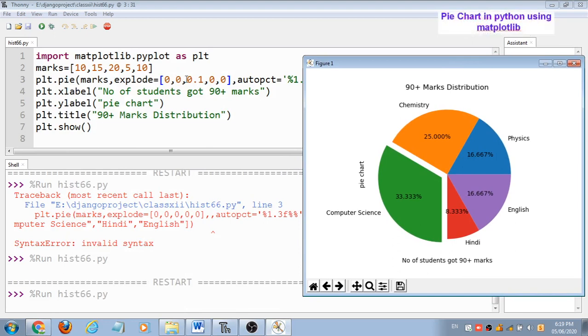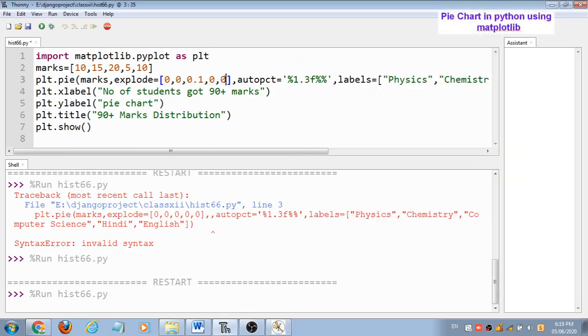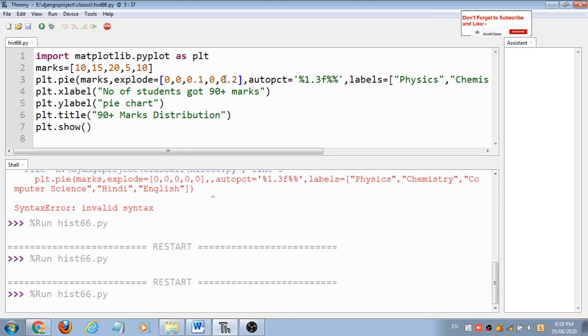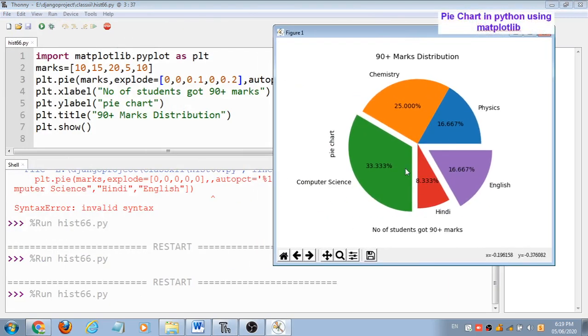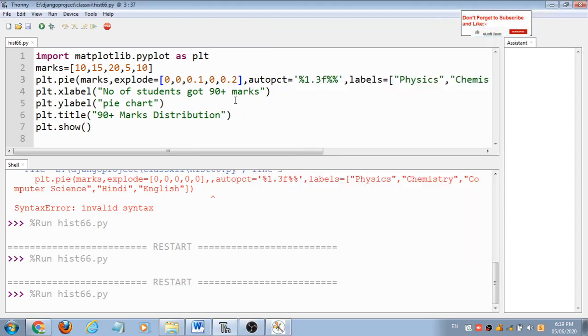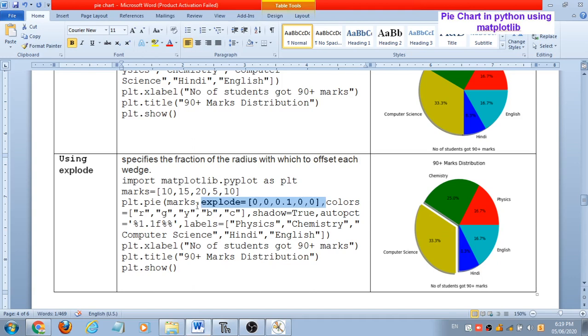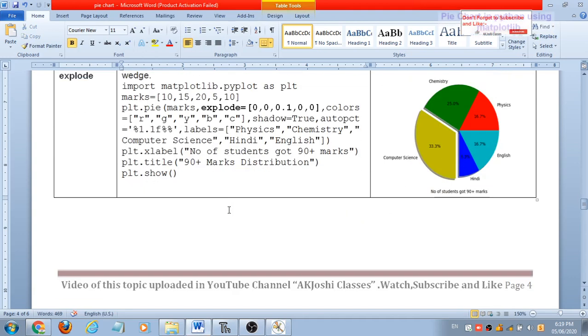Suppose for the last value we also want 0.2, then you can see it is also coming out of the chart. Like this you can make it more interesting using explode. This is just a way of showing the chart; logically it is not connected with the data. So you can use explode to make a slice come outside the chart.